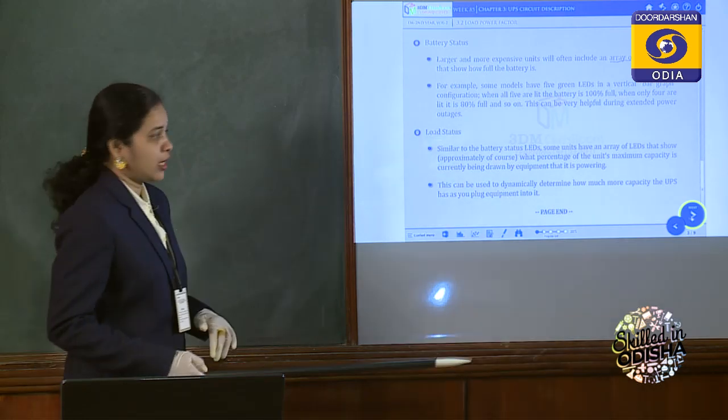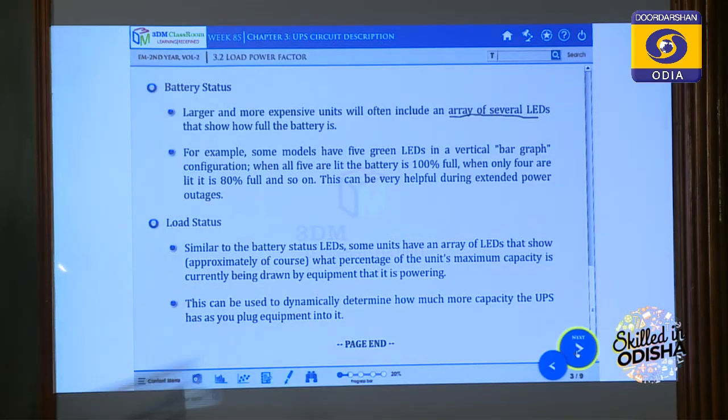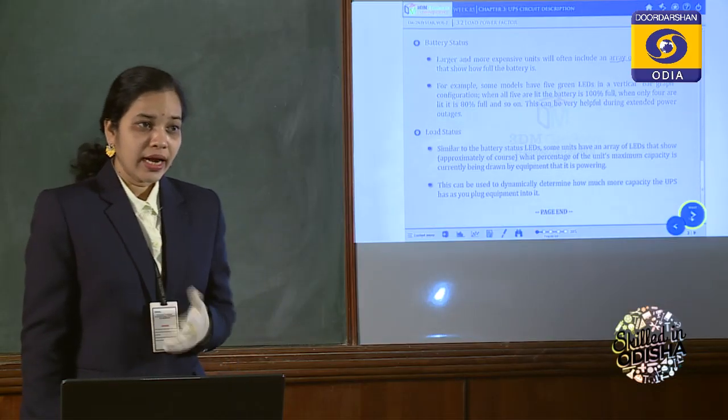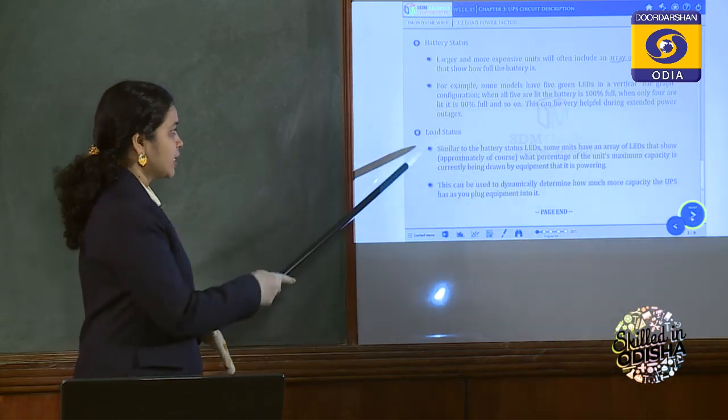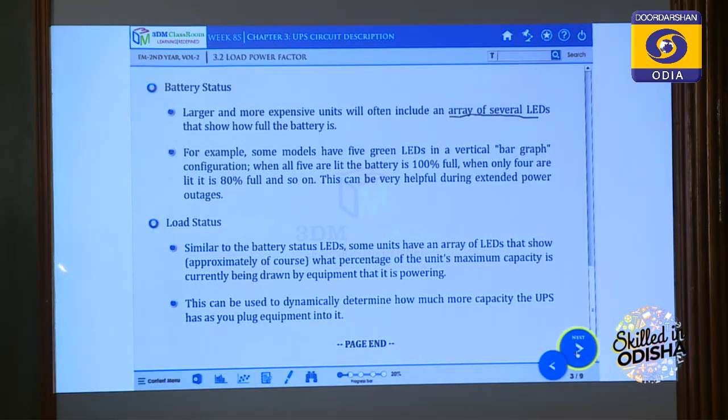In the same way, we can see the load status, how much load is connected and how much extra we can connect to our UPS. We can see this by the load status indicators. This is also a series of LEDs by which we can know the load status.